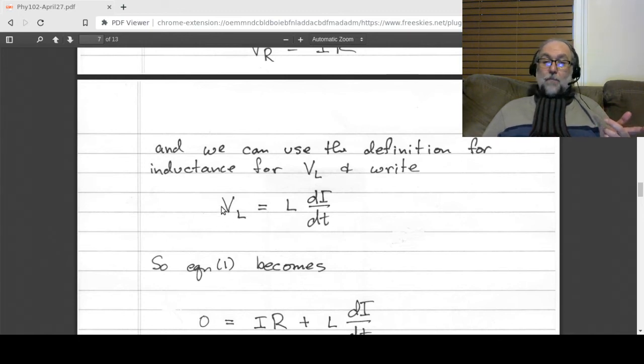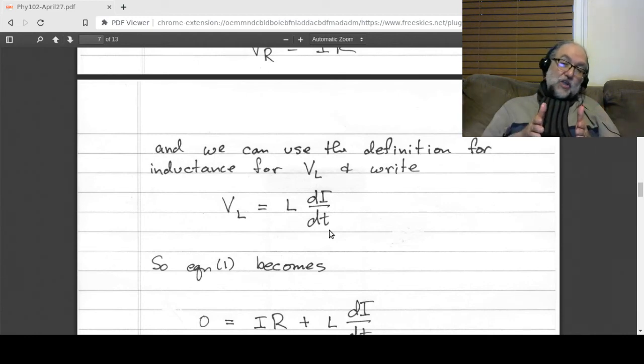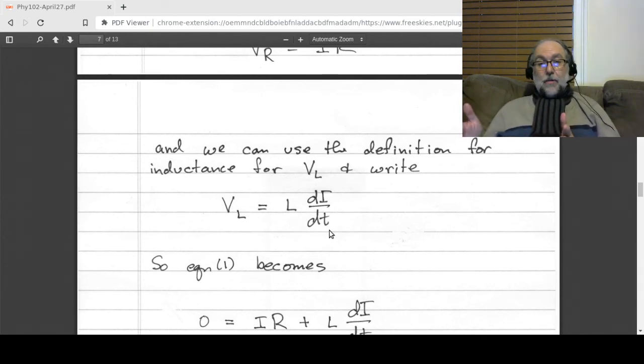The potential drop across the inductor is equal to the inductance multiplied by the rate at which the current changes. If there is no change of current across an inductor, there is no induced potential. It's when the current tries to change that the inductor resists that, but if the current does change in the inductor, that's when a potential is set up. And so there's the formula for the potential across the inductor.